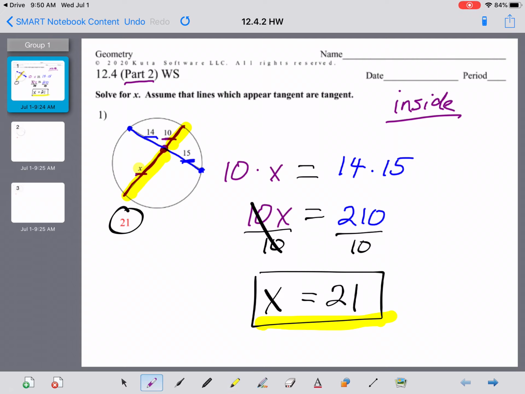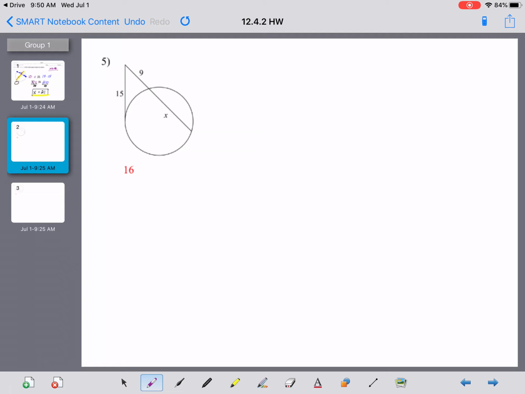2, 3, and 4 are pretty similar here. Let's go to number 5. And what's going on here? We have ourselves a small tangent segment over here on the left with a length of 15, and then a secant segment over here on the right.